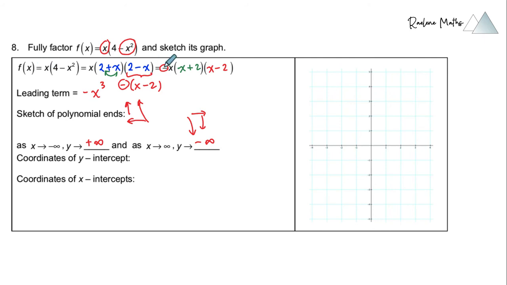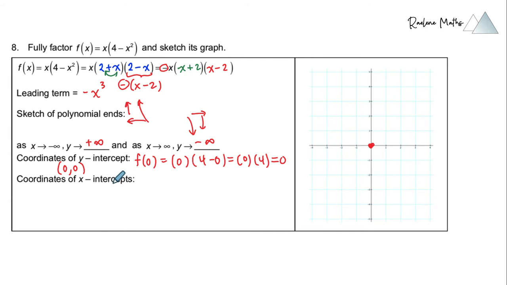To get the y-intercept, we set x equal to 0, and so f of 0 is going to be... Now you can use it either from the fully factored or the partially factored form. I will go back to the partially factored form because it's a bit easier. We will have 0 times 4 minus 0, which is 0 times 4, which is 0. So as an ordered pair, the y-intercept is located at 0, 0.